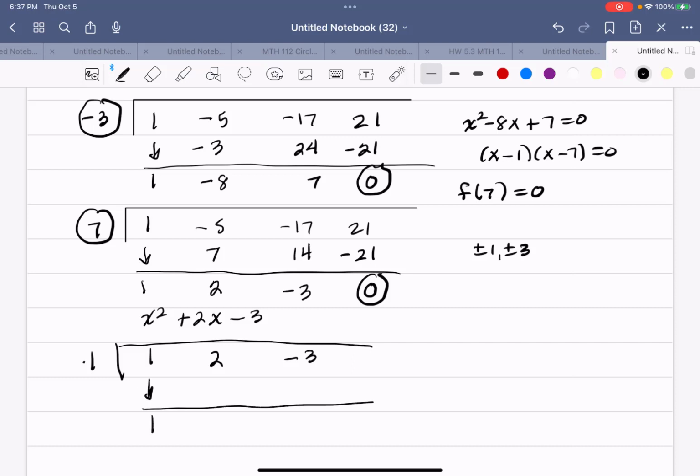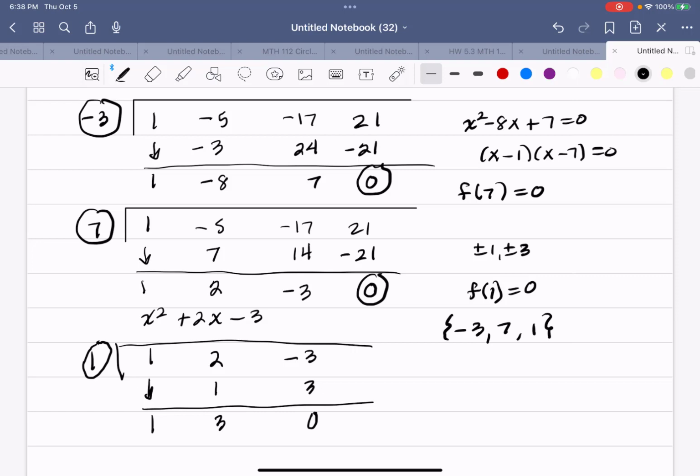So drop my 1 and then multiply. 1 times 1 is 1, add I get 3. 1 times 3 is 3, add I get 0. So now I've found my third zero. f of 1 is also 0. So my zeros are negative 3, 7, and 1.